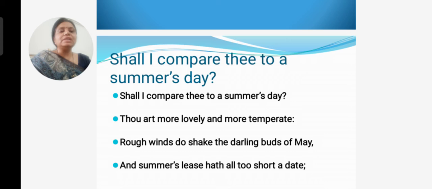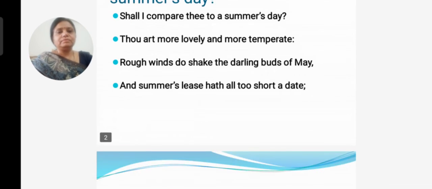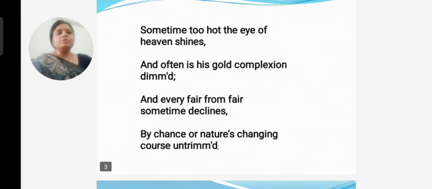And summer's lease hath all too short a date, and the duration of summer soon fades away, soon comes to an end. Then he says, "Sometimes too hot the eye of heaven shines." Now, here, eye of heaven means the sun, and sometimes it shines in a very hot manner that we get irritated. We can even have a sunstroke. But the beauty of the fair youth is temperate, soft.